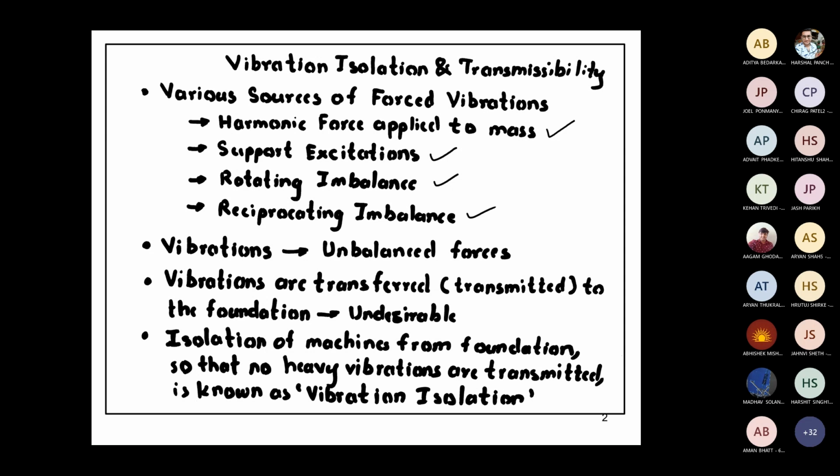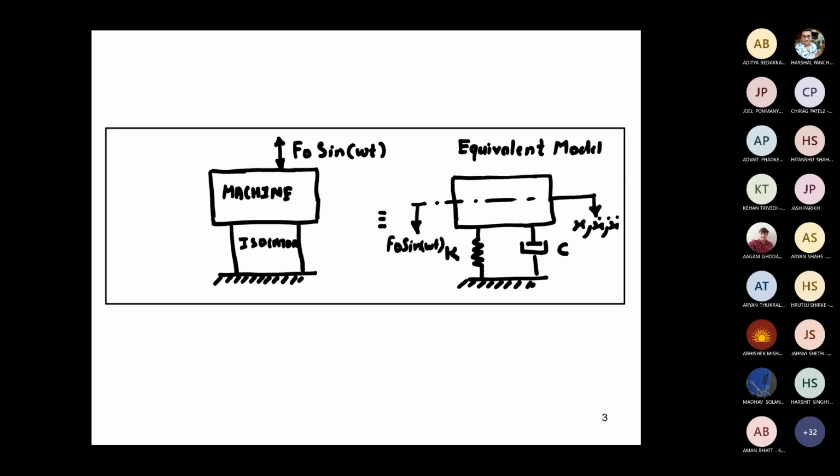The unbalanced forces are transferred to the foundation. Okay, so isolation of a machine from the foundation so that no heavy vibrations are transmitted is known as vibration isolation. This process of isolating the vibration and preventing it from getting transferred to the foundation is called vibration isolation.